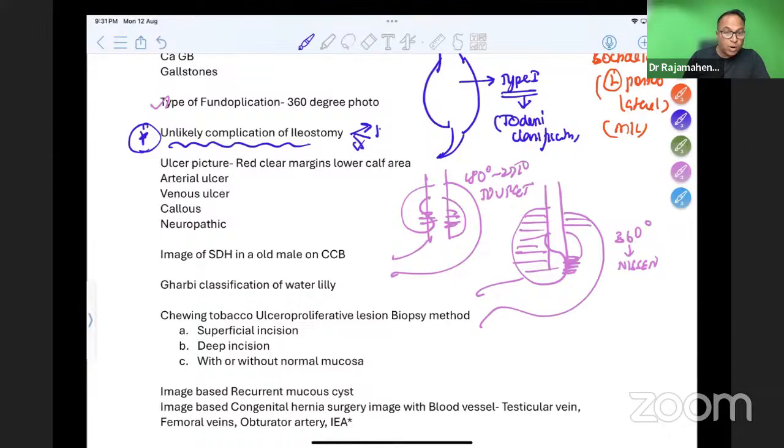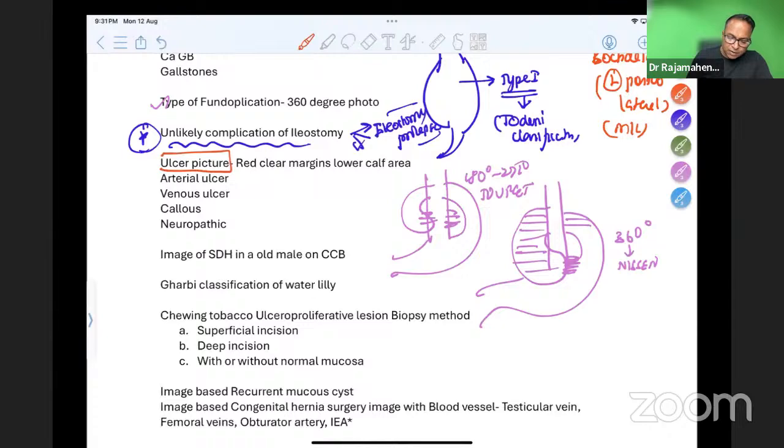Ileostomy, the least common, if at all you want to put, you can put ileostomy prolapse. Ileostomy prolapse is one of the least common complications. Prolapse of ileostomy compared to colostomy is very less. Ileostomy prolapse is a less common complication.